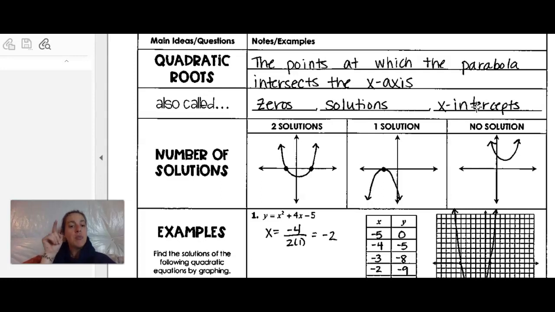So the other thing to remember about that is whenever I cross the x-axis, my y value is 0. And we'll get there in a little bit, that's how we're going to be solving them, is setting y to 0. But for now, just remember that we're dealing with this x-axis and wherever it crosses.